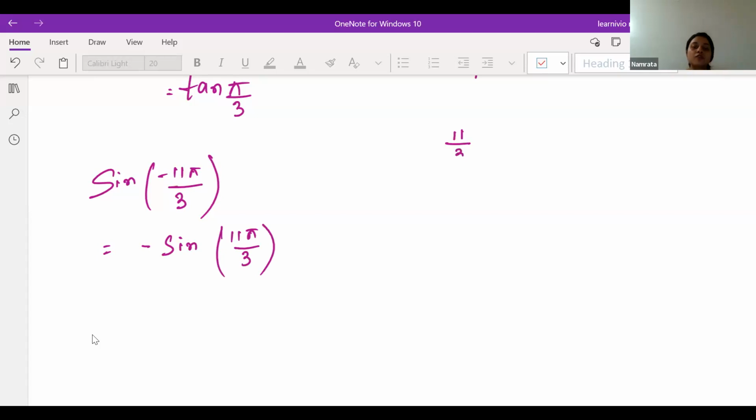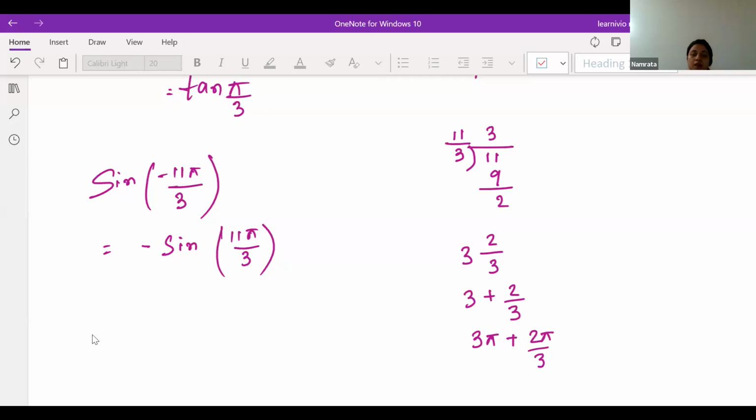So this type of question, we always go and try converting in mixed fraction. So when we convert it in mixed fraction, what we will get? 3 times 9, 2. So we got 3, 2 by 3. That means 3 plus 2 by 3. That means this can be written as 3 pi plus 2 pi by 3, right? But do we know the value of 2 pi by 3? Still, we don't know the value of 2 pi by 3, okay?